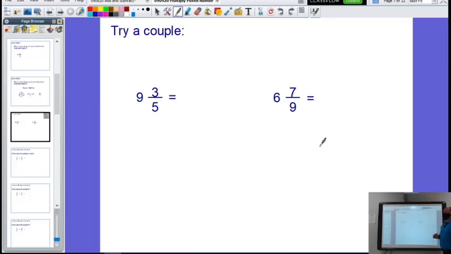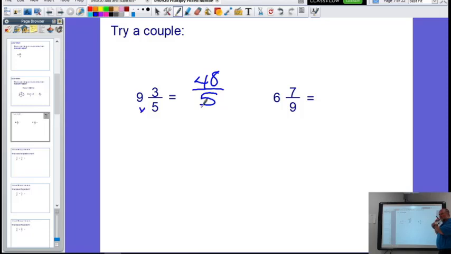Okay, so let's see how you did. So hopefully you did 5 times 9, which is 45. And then 45 plus 3: 45, 46, 47, 48. It's 48, and you put it back over the 5. So 9 3/5 as an improper fraction would be the same thing as 48 over 5.